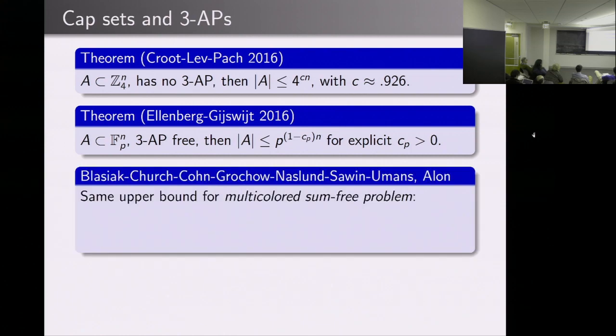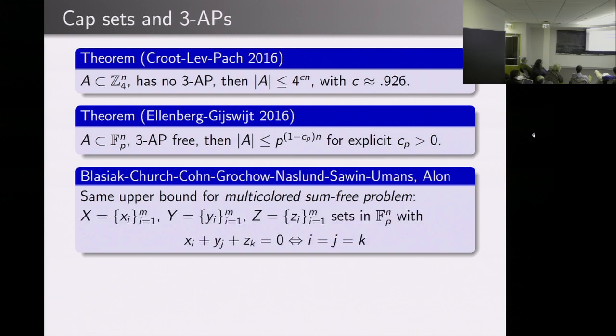And then Blasiak, Church, Cohn, Grochow, Naslund, Sawin, and Umans, and independently Alon, showed that the same bound actually holds for a more general problem, the multicolored sum-free problem. Basically here, instead of one set, you have 3 different sets, and you have the property that you've paired up, or tripled up, matched up the elements, so that in this matching the triples sum to 0, so they form a triangle, but you have no other triples between them.